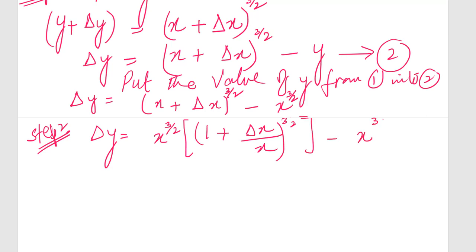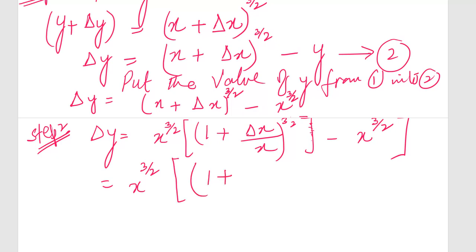minus x raised to power 3 over 2. Right, it will be much better if you erase this from here and put it here. So why have I taken x raised to power 3 over 2 common? Because this is one term, this is second term. In both terms we now have x raised to power 3 over 2. So I will take this as a common.